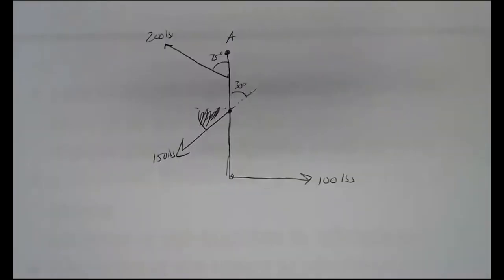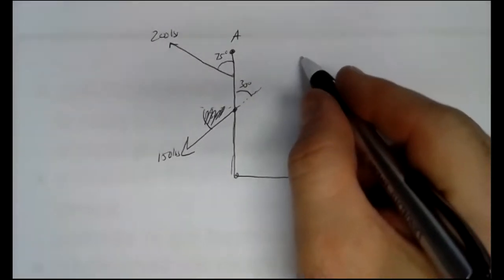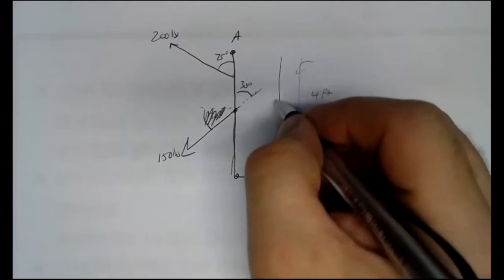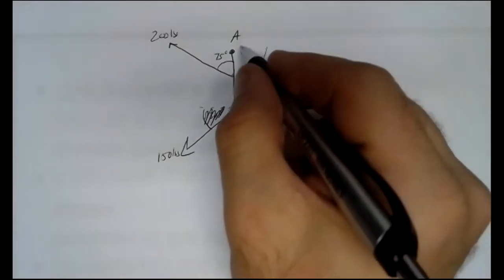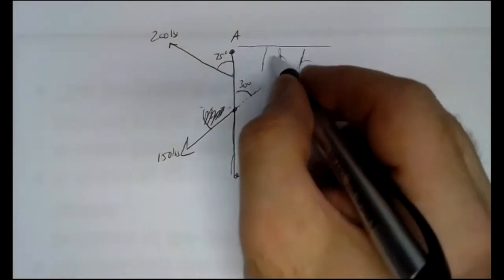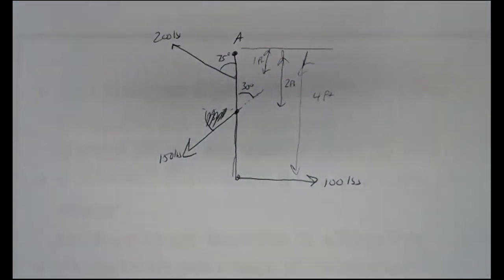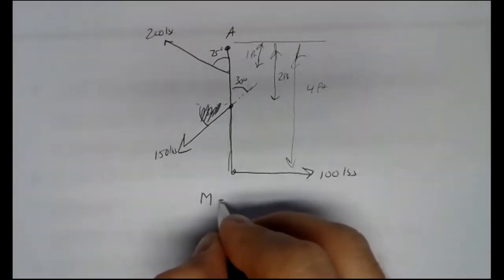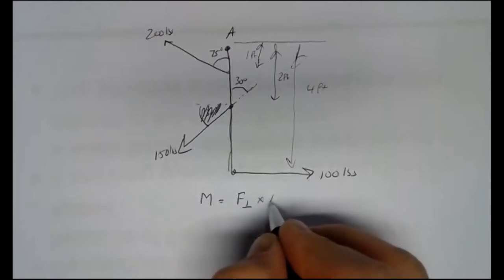So let's see what the simplified drawing looks like. That's basically my simplified drawing there. 100 pounds of force 4 feet away from the pivot point. This is 2 feet and 1 foot, so all relative to that point there. So those are our arms. The critical thing to remember to figure out this problem is that moment is the perpendicular force times the arm.